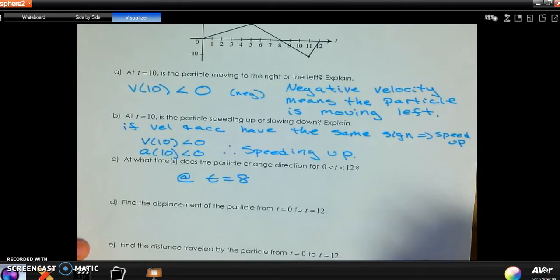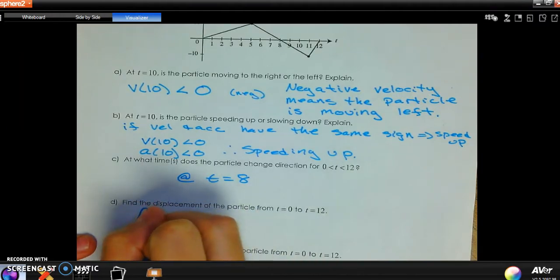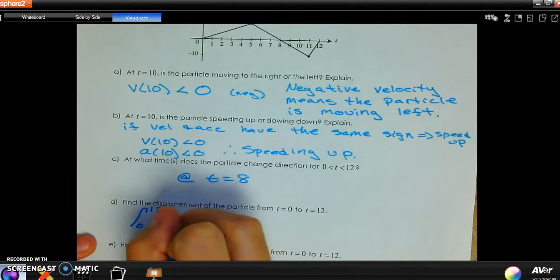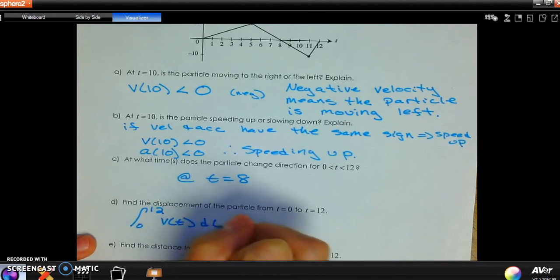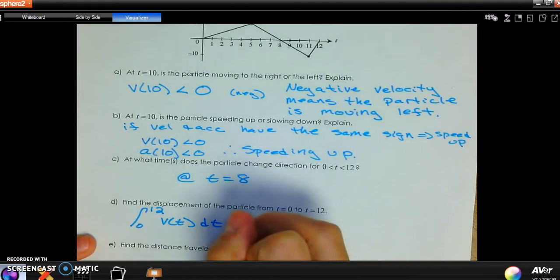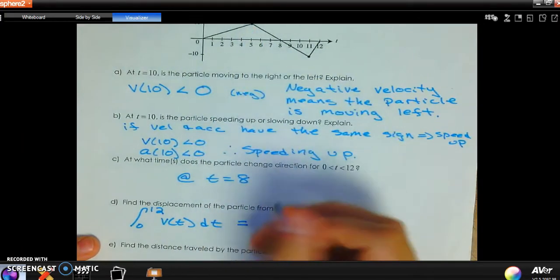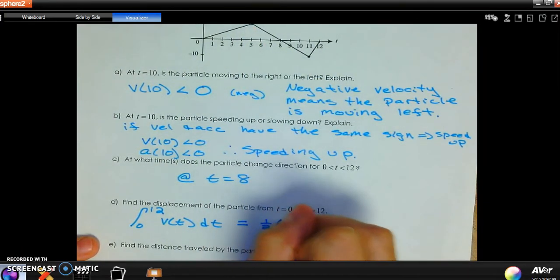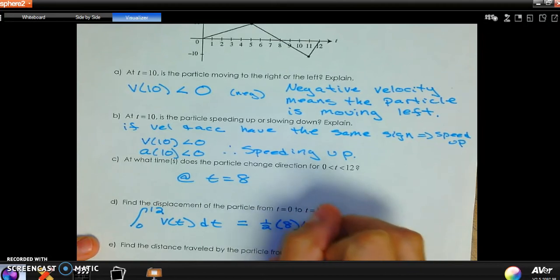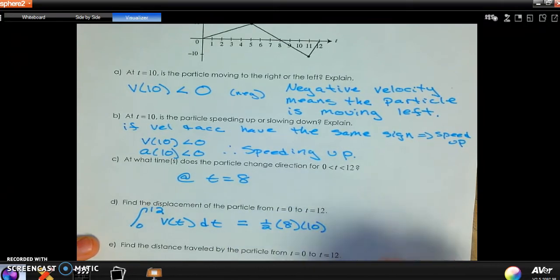Find the displacement of the particle from 0 to 12. So displacement is going to be the area under the curve. So we're going to have to integrate from 0 to 12. You integrate the velocity over time. So here you can do that using just triangles. So you have one half base times height, and the base is 8. The height was 10, and that's positive, so that piece is going to be positive.